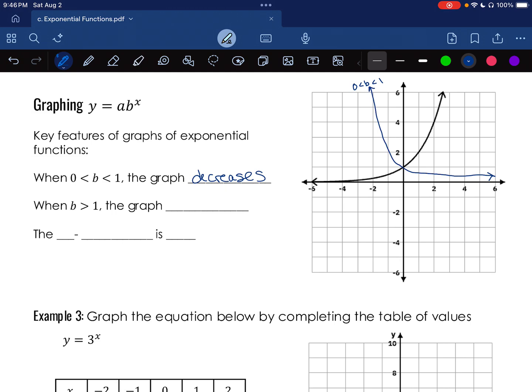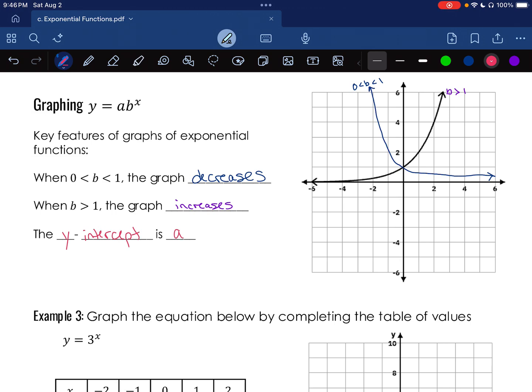Now when b is greater than 1, the graph increases from left to right. So this one here is what it looks like if it has a base greater than 1. And this part we talked about on the front, the y-intercept is a.